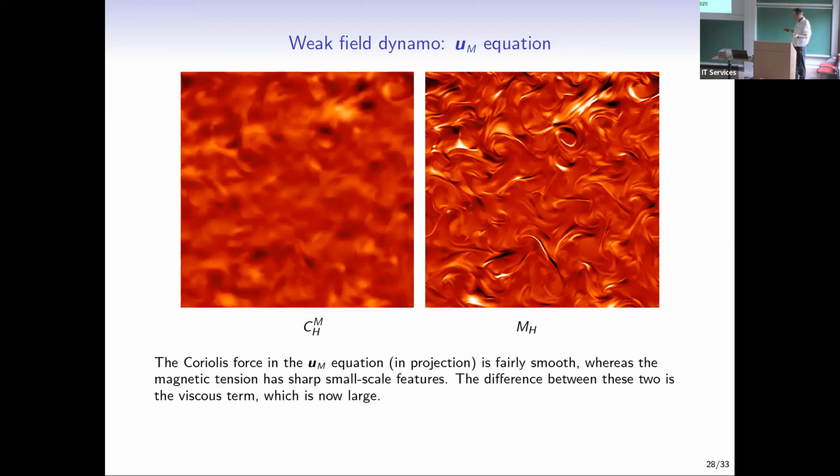In the magnetic equation, this is the Coriolis, and this is the magnetic tension. Again, you can see the same kind of general form, but boy, the difference between these two is huge and is accommodated by viscosity. That's the weak field dynamo. The hope, if there had been a hope, would be that in the stronger field case maybe that wouldn't be the case, but it is.